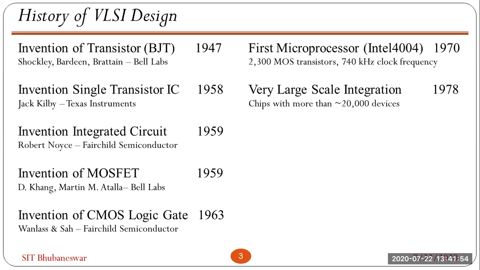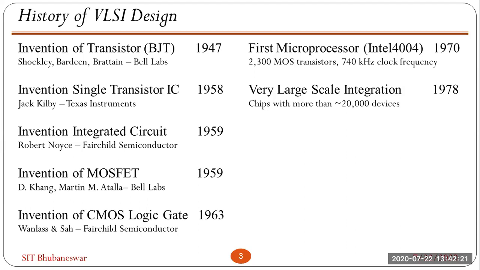Okay. So next, the invention of the MOSFET. In 1959, D. Kahng and Martin Atalla at Bell Labs invented the MOSFET. So in 1947, the BJT was invented, but in 1959 the MOSFET. That was the greatest invention of this semiconductor era.